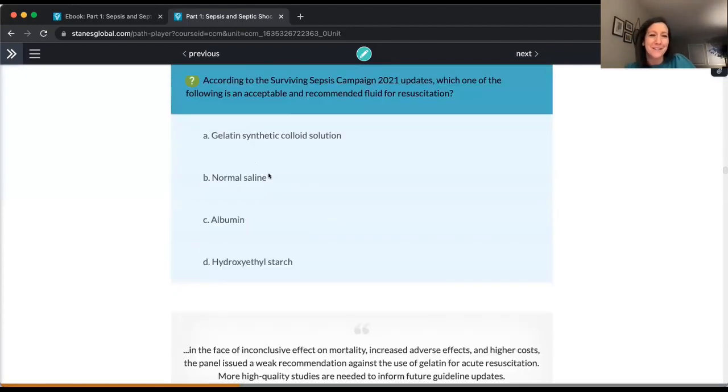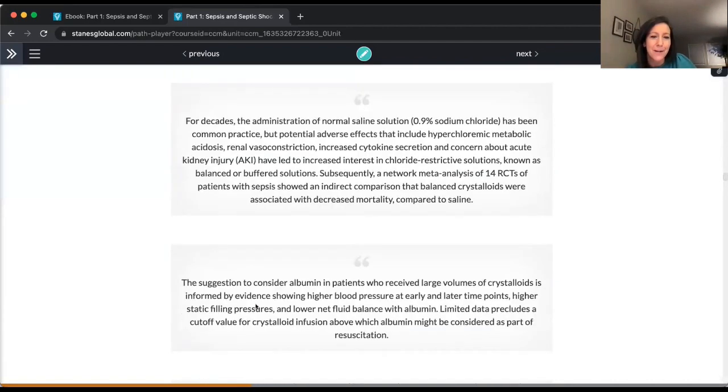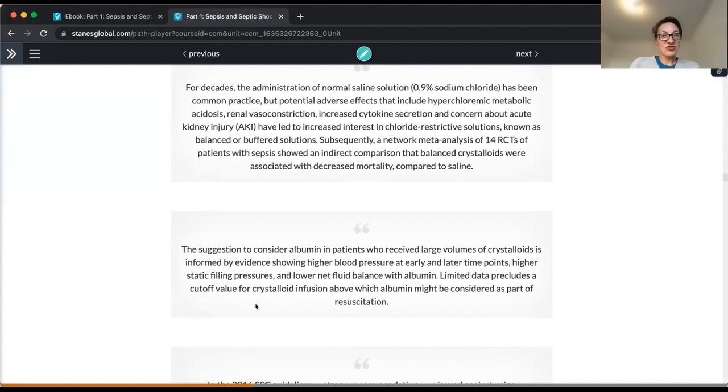Okay, so if we come back to the question, gelatin's out, saline's out, and now we have albumin and hydroxyethyl starch. So what about albumin? The suggestion to consider albumin in patients who received large volumes of crystalloids is informed by the evidence showing higher blood pressure at early and later time points, higher static filling pressures, and a lower net fluid balance with albumin. Limited data precludes a cutoff value for crystalloid infusion above which albumin might be considered as part of resuscitation.